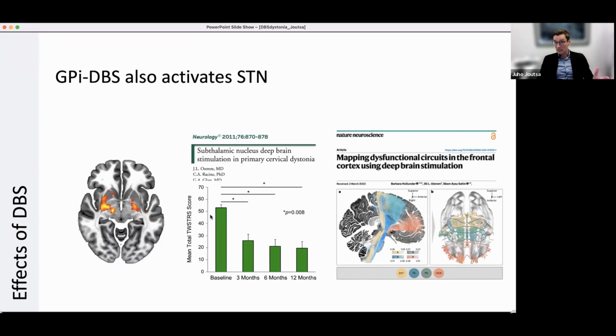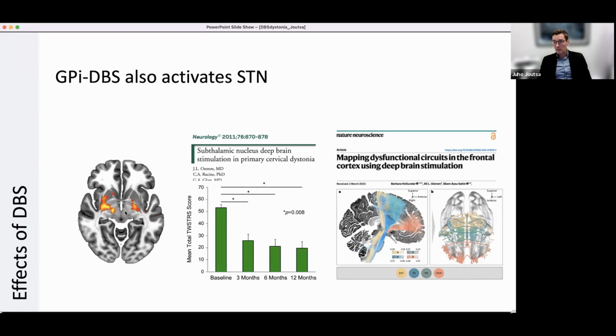saying that STN DBS also seems to work in the treatment of dystonia. And quite recently, Andreas Horn's team from Harvard looked at connectivity from STN DBS in different disorders. What they were able to show was that contacts associated with good response in different disorders mapped to different parts of the frontal cortex, indicating again that the exact networks that are stimulated are critical for the response.